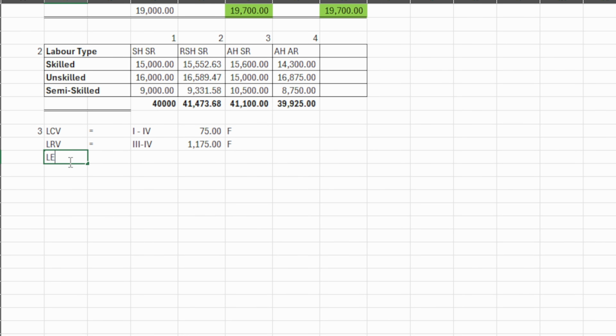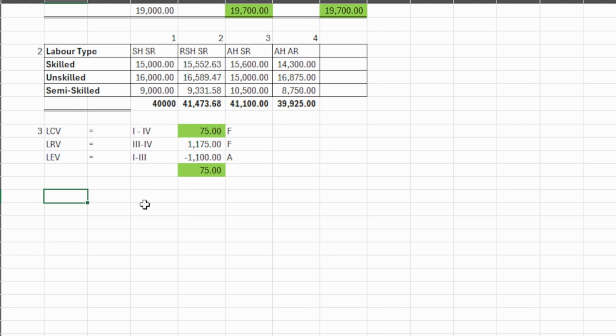Next is labor efficiency variance. This is given by 1 minus 3, which is 40,000 minus 41,100. So this is negative, hence this is adverse. Here I will reconcile once. When I add these two, I should get the labor cost variance. So it is matching, hence it is reconciled. So these are the major variances.